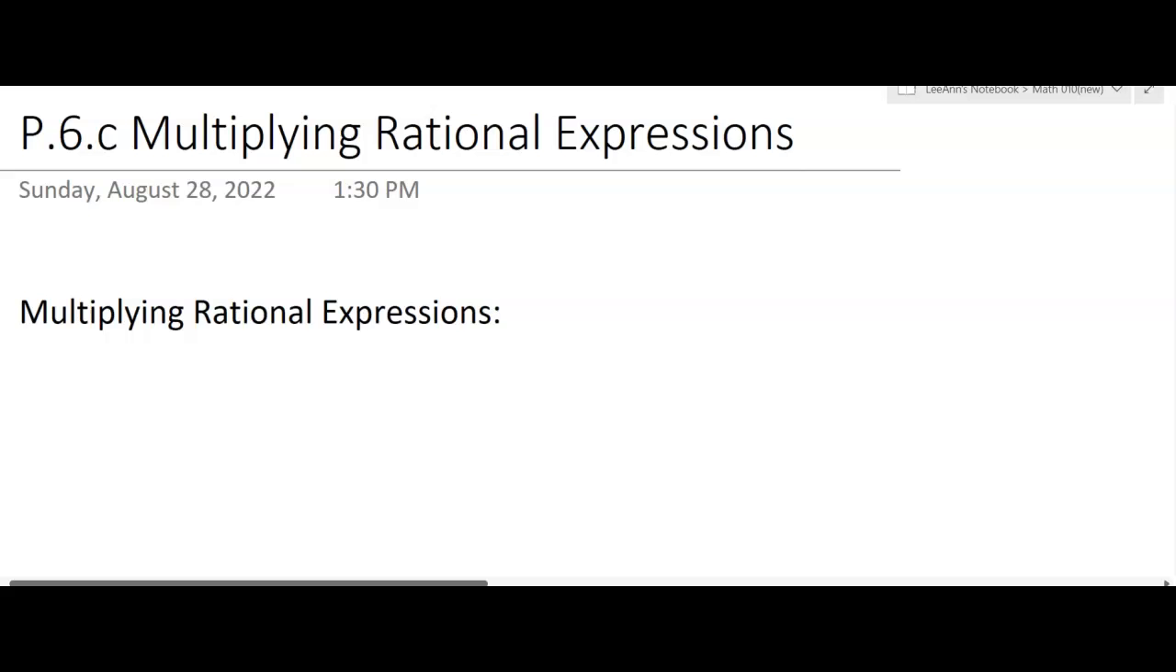Okay, so in P6, we've been working with rational expressions, and a lot of times when they give us something new, they always want us to be able to simplify, and then they want us to be able to add, subtract, multiply, and divide. So we talked about simplifying rational expressions in the last video. Now we're going to talk about multiplying rational expressions. And you might say, well, why aren't we starting with addition and subtraction? Turns out that really the multiplying and dividing is easier than the adding and subtracting. So we're starting with the easier part.